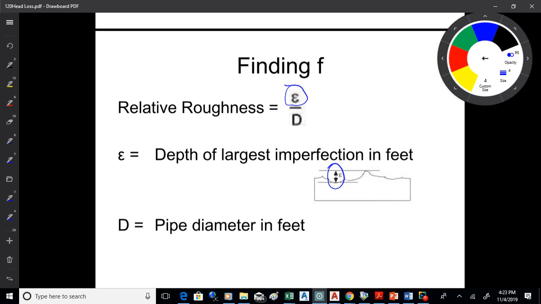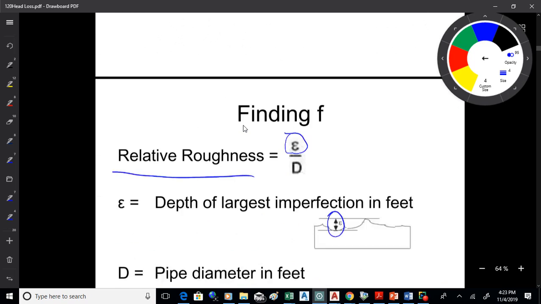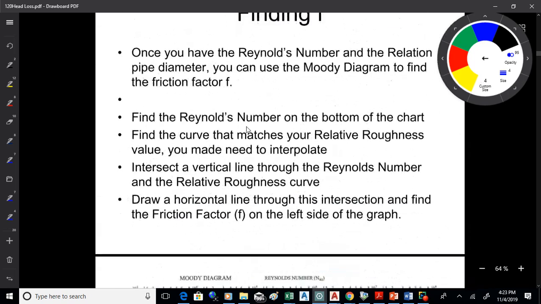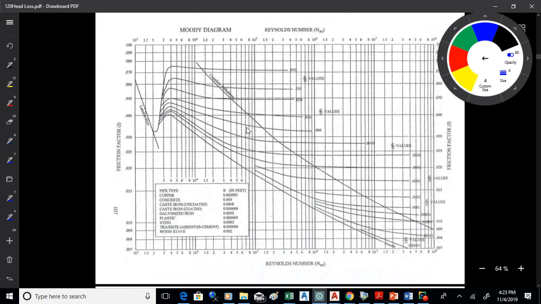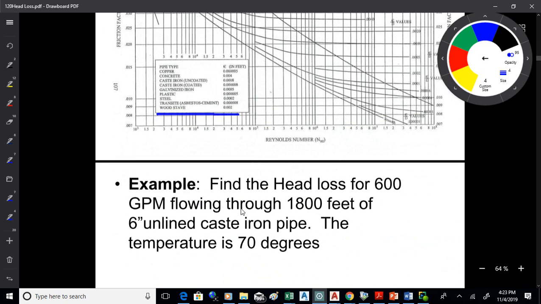When you take epsilon, the largest imperfection, divided by d, the pipe diameter, you get something called the relative roughness. Okay, when you have the relative roughness and the Reynolds number, you can then determine the friction factor by using this table here. Okay, this is called the Moody diagram, and it's on page 120. It has that little chart with these epsilon values embedded in it right there.